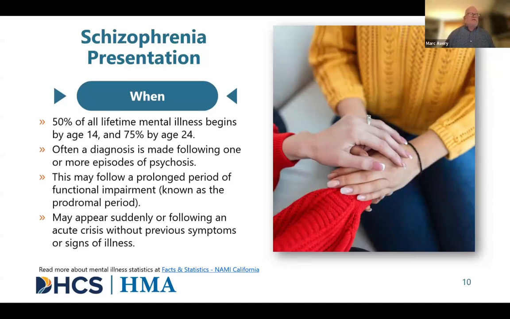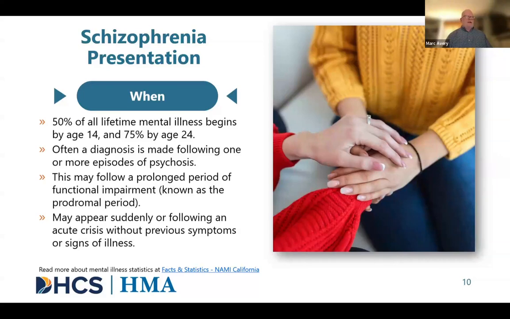Keep in mind that although schizophrenia often presents in late teens or early 20s, referrals to the CARE Act program are more likely to occur a little bit later after initial symptoms occur and after attempts at less restrictive measures have been tried.